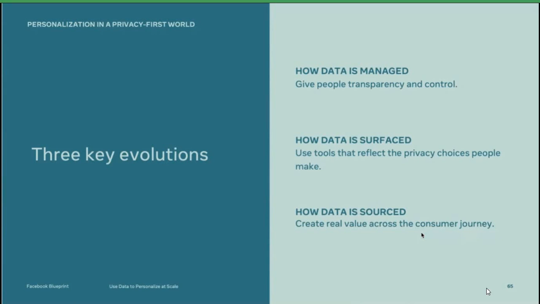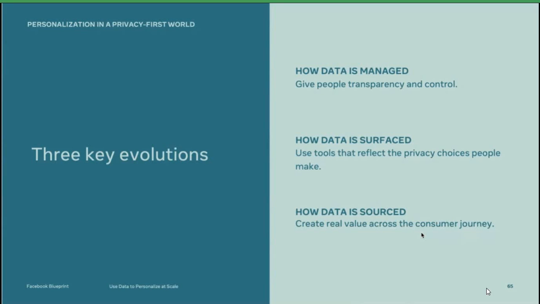So there are three ways that you have to keep in mind, and personalized advertising doesn't need to compete with privacy. The path to personalized advertising in a privacy-first world starts with three key evaluations: how data is managed, how it's surfaced, and how it's sourced for the use of digital advertising.